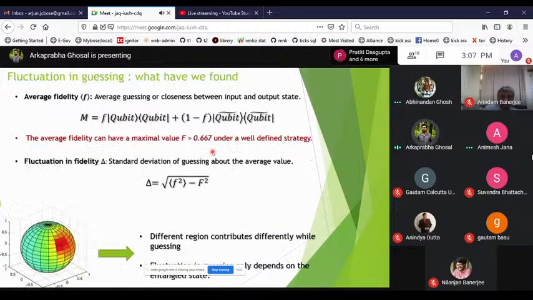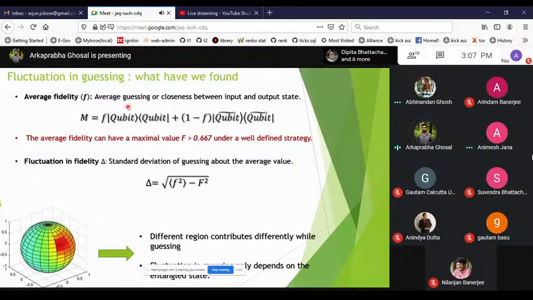So we actually define two proper quantifiers that characterize quantum teleportation. The first quantifier is the average fidelity, and the second quantifier is the fluctuation while you guess. So what is average fidelity? Average fidelity is the average guessing or closeness between the input and the output state. The input state chosen by Mr. Kumar and the output state guessed by Mr. Sen.